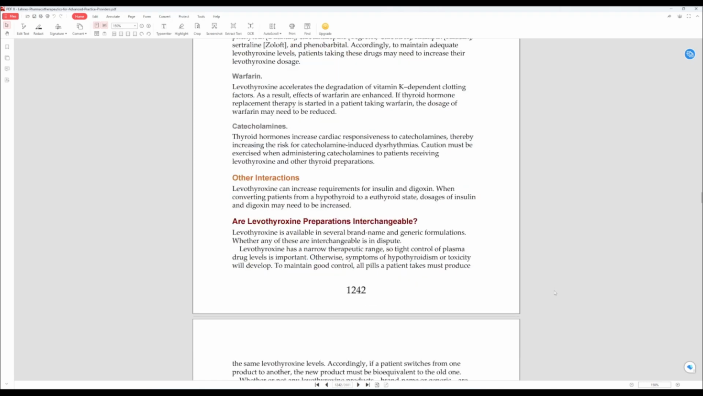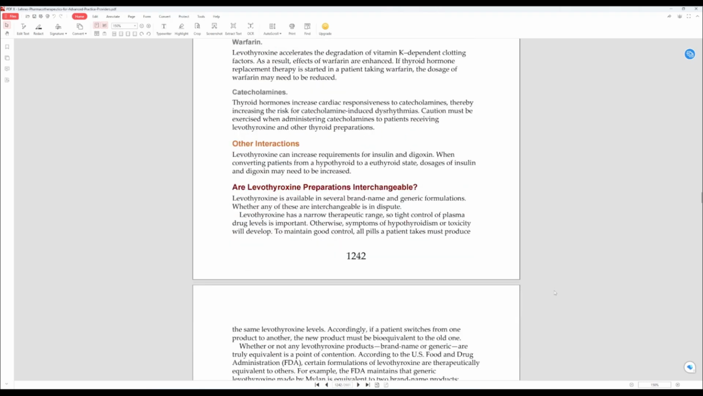Catecholamines. Thyroid hormones increase cardiac responsiveness to catecholamines, thereby increasing the risk for catecholamine-induced dysrhythmias. Caution must be exercised when administering catecholamines to patients receiving levothyroxine or any other thyroid preparation. And finally, other interactions. Again, Synthroid can increase requirements for insulin and digoxin. When converting patients from a hypothyroid to a euthyroid state, dosages of insulin and digoxin may need to be increased.